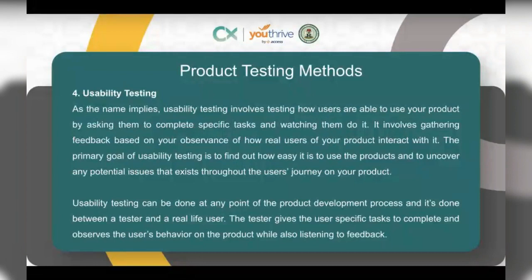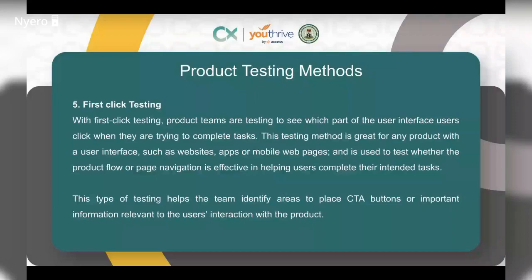The fifth product testing method we're going to address is first-click testing. With first-click testing, as the name implies, product teams are looking to see which parts of the user interface users click for the first time when they're trying to complete tasks. So when users get on the website, what's the first thing the user clicks? Or where did the user scroll to, right? That's what first-click testing is testing for.